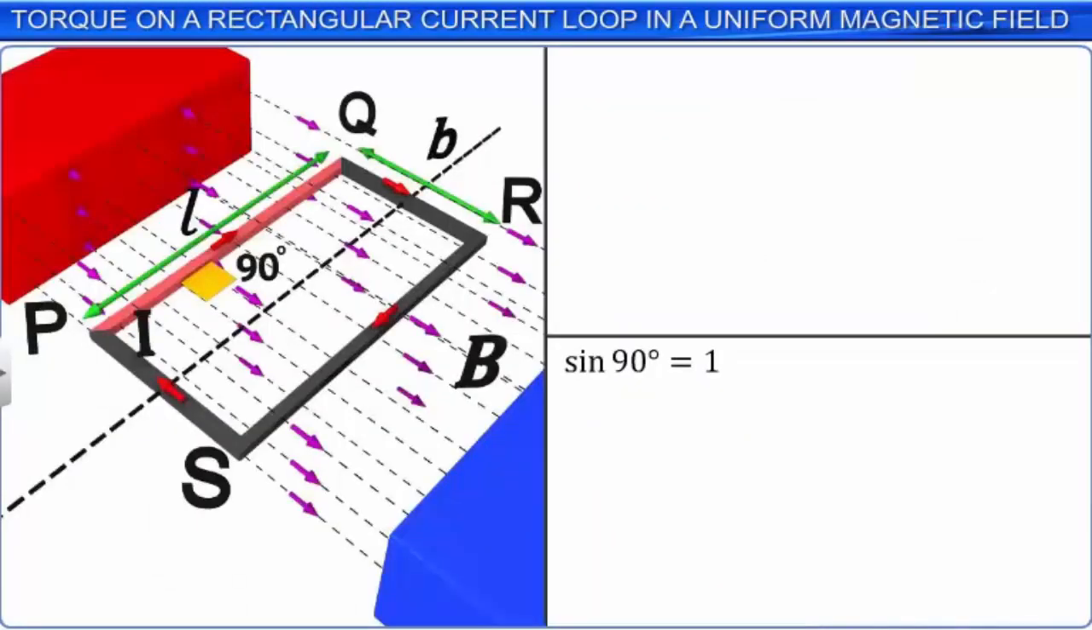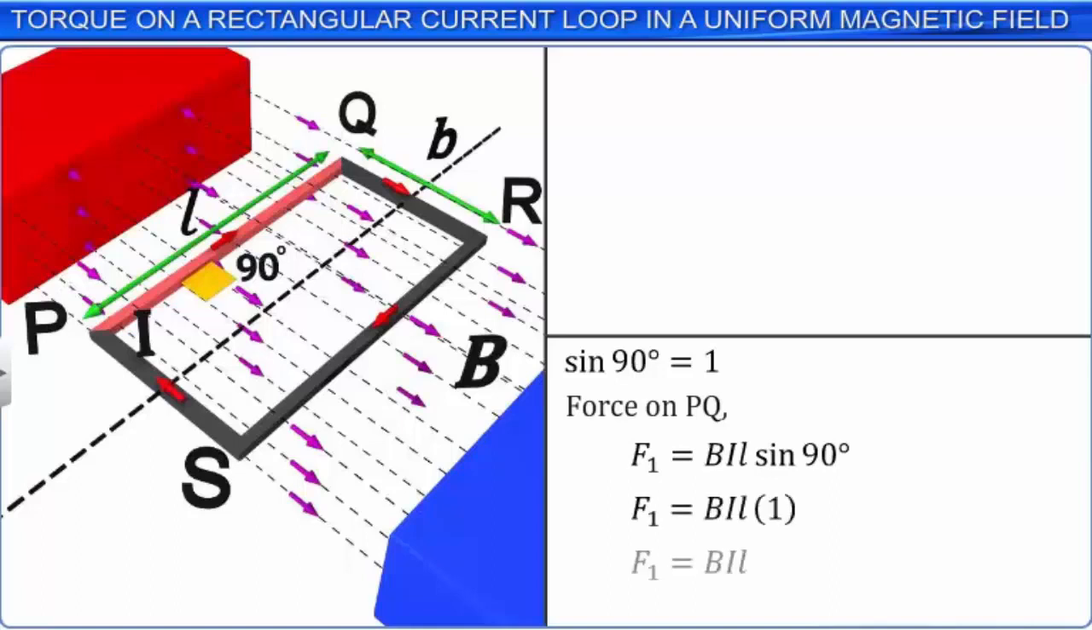Sin 90 is equal to 1. Hence, the magnitude of the force acting on the arm PQ of the rectangular loop due to the magnetic induction B is F1 is equal to BIL sin 90, which is equal to BIL, where L is the length of the arm PQ. Let this be equation 1.